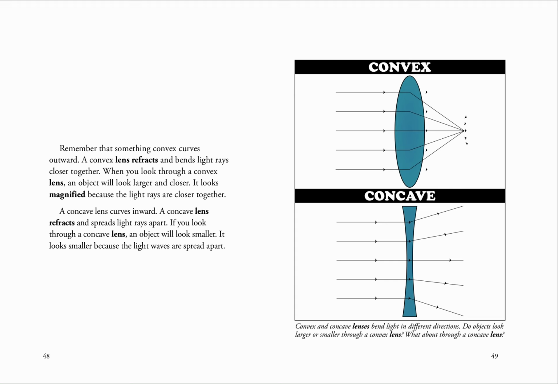Convex and concave lenses bend light in different directions. Do objects look larger or smaller through a convex lens? What about through a concave lens?